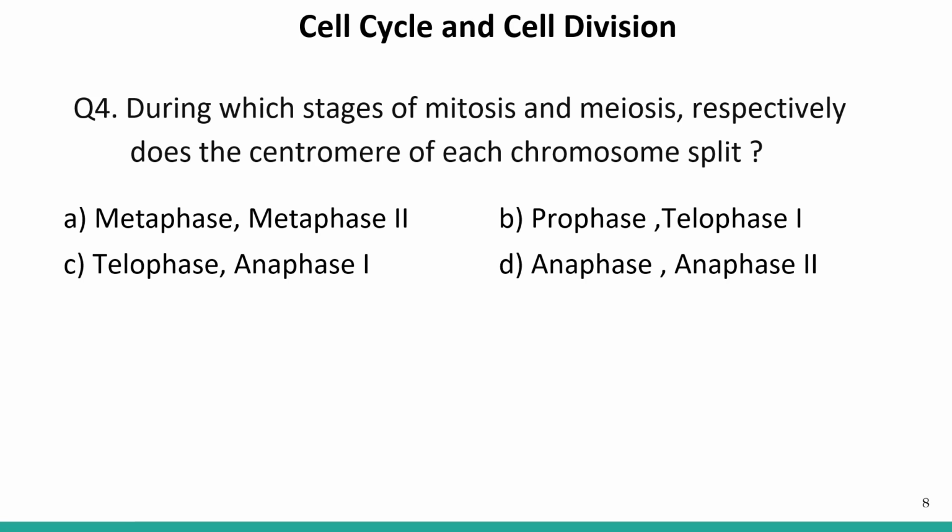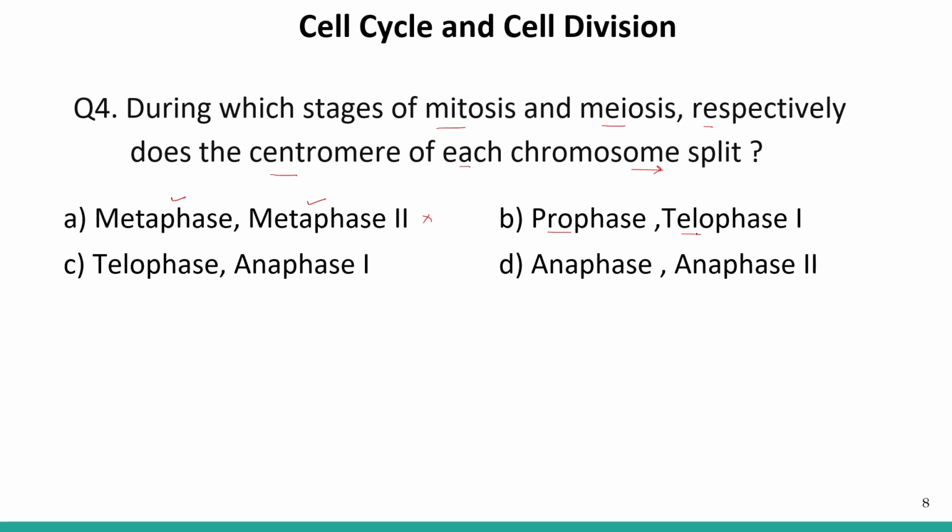Now, let's come to the fourth question. During which stages of mitosis and meiosis, respectively, does the centromere of each chromosome split? They are asking at which stage the centromere splits. Centromere splits and sister chromatids separate because of the splitting of the centromere. If the centromere does not split, then chromosomes will separate and this will lead to the reductional division, the reduction of the number of chromosomes. Metaphase we know, chromosomes align at the equator, so this cannot be the answer.